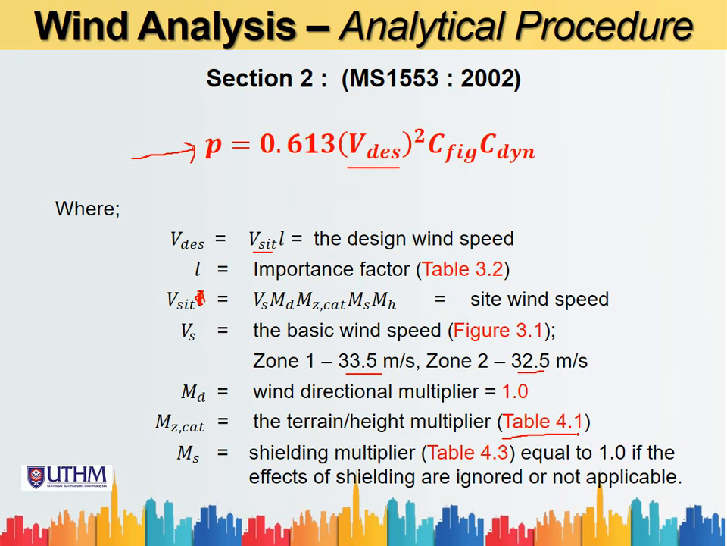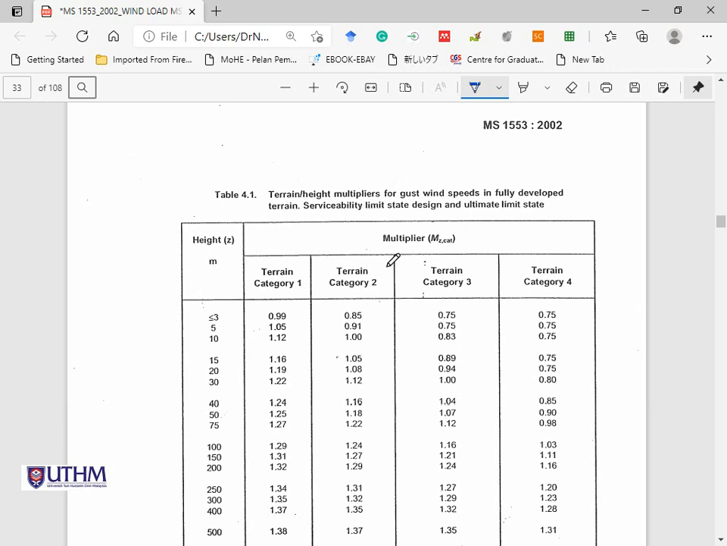So table 4.1 here, we can refer to it at page 33 in the Malaysia Standard. This is the terrain height multiplier for the analytical procedure, the analytical method. For the simplified method it is different. So for the analytical procedure, the terrain height multiplier is referred to table 4.1. Meanwhile for the simplified method, the terrain height multiplier MZ cat 2, category 2, refers to, if not mistaken, table A1, in appendix A.